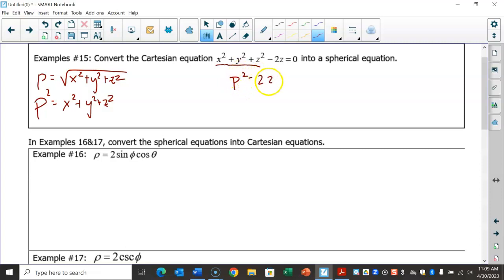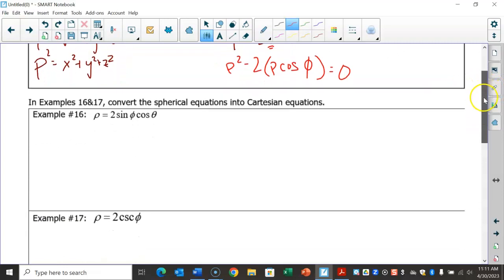And so now I have rho squared minus 2z. We now know that z is equal to rho cosine of phi. And so I can go ahead and replace z with this equation, and we are now officially done with this particular problem. There really isn't anything else I can do with it.